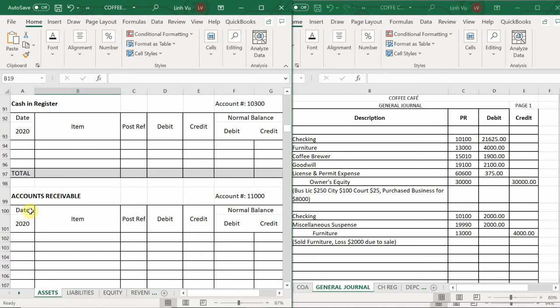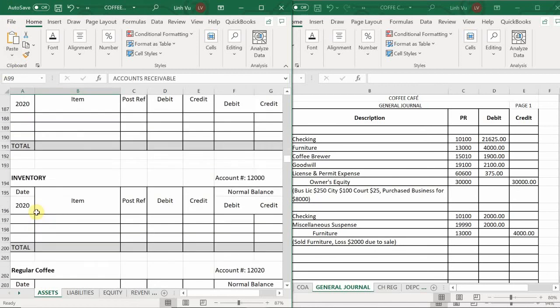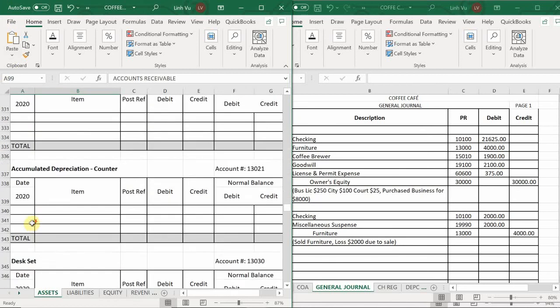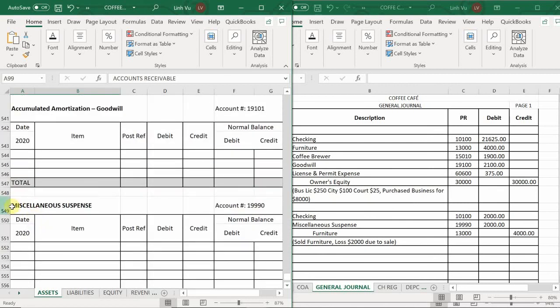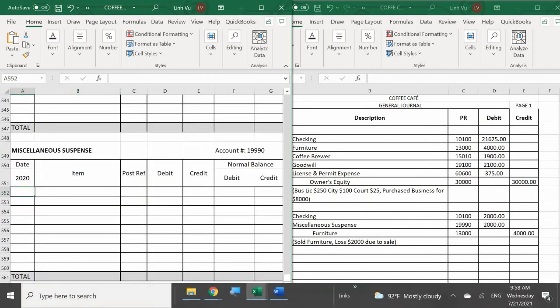so you don't forget an account and end up not recording a transaction. So in this case, I'm going to go straight to my miscellaneous suspense account, which is at the very bottom of my asset worksheet. So here we are, miscellaneous suspense. It is now 6/4, and I'm going to say loss due to disposal of furniture.